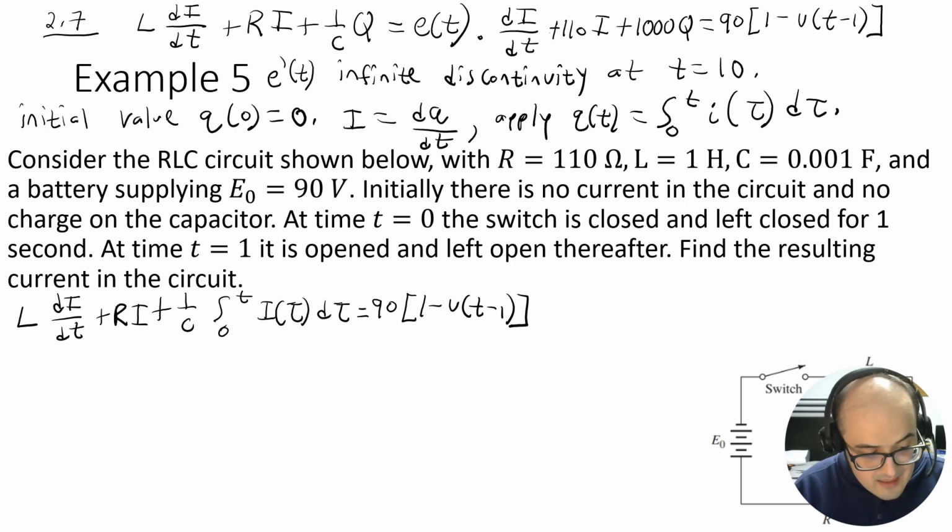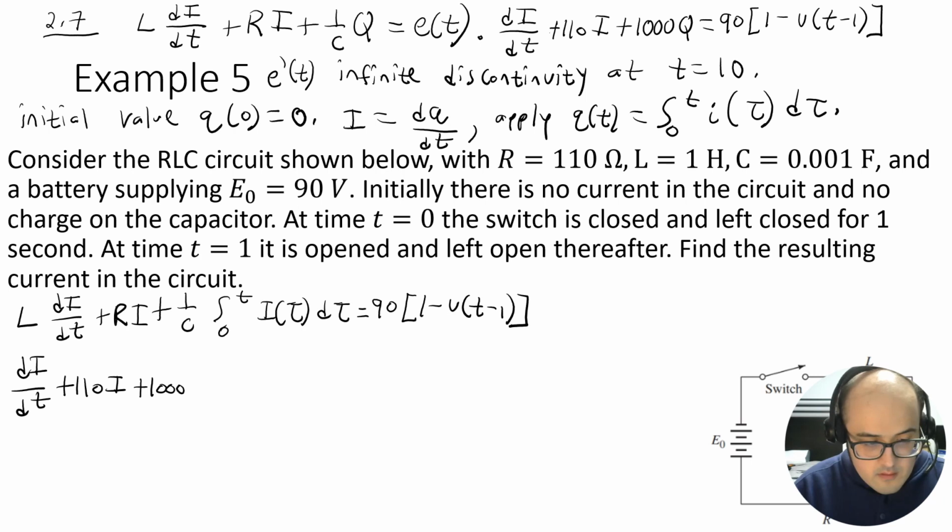So, because of this, this can give us the first derivative of I with respect to t plus 110 times I plus 1,000 times the integral from 0 to t of I of tau, d tau, would be equal again to that 90 times 1 minus u of t minus 1.